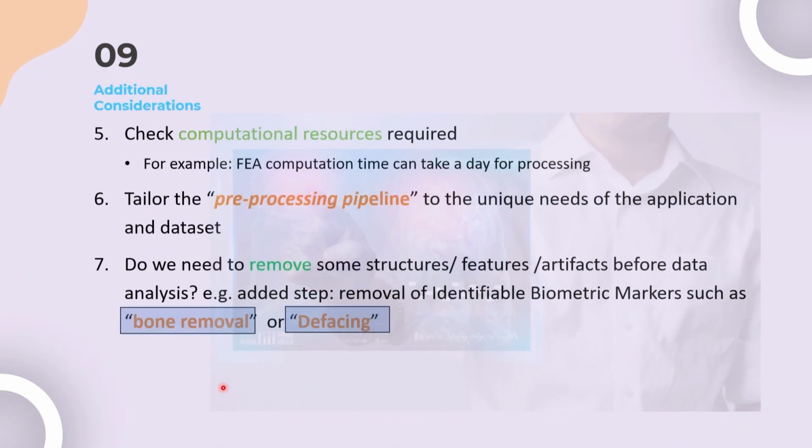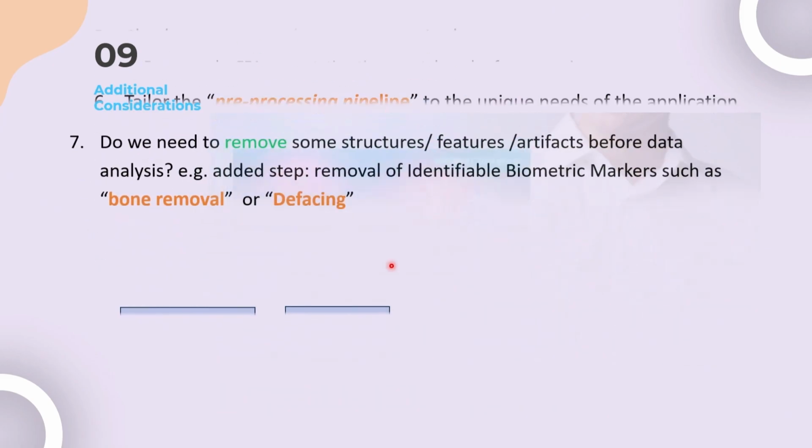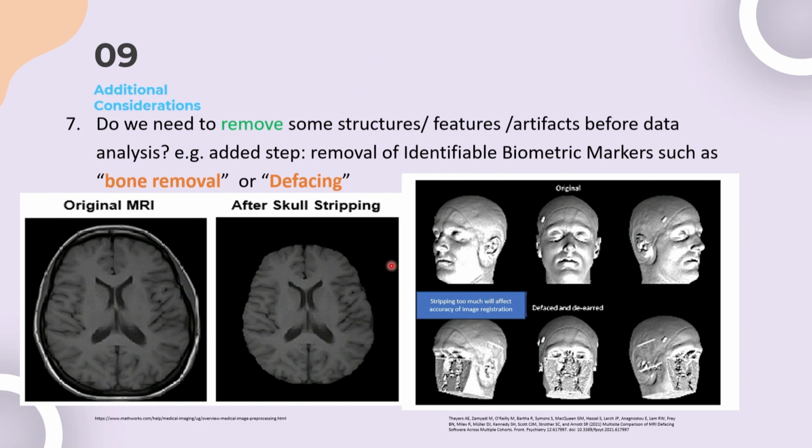And also, of course, we have to consider the computational resources, because if it takes a long time to get the results, it is meaningless. And sometimes we will remove certain organs or structures before we put the image into the AI model. For example, here, this is the original MRI, and the right-hand side is the one without the skull bones, so that we feed the final image without the skull for better predictions.